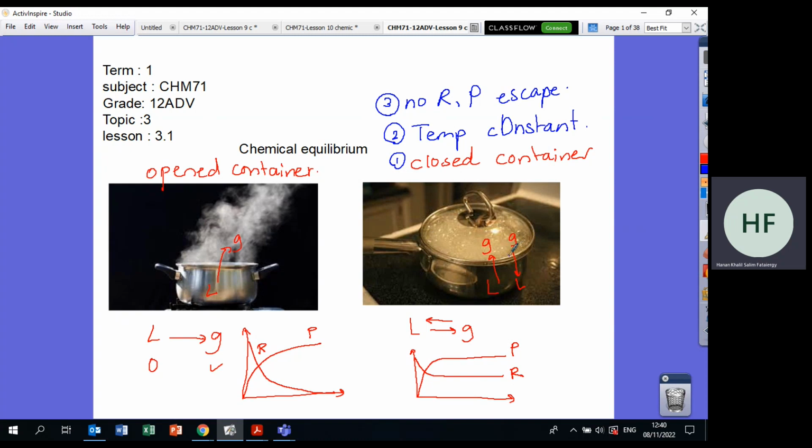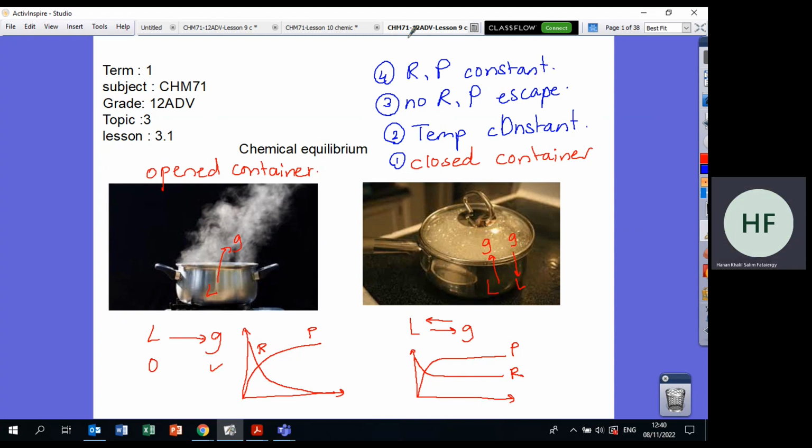And this happens in your kitchen. Whenever you are cooking something that you want the water not to evaporate, you might put aluminum foil on the top to cover it very well. So you need to make sure that no reactants, no products are escaping. Okay, number 4. What happens in this reaction? The reactants and the products become constant.